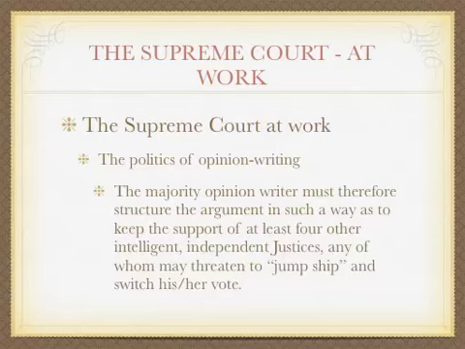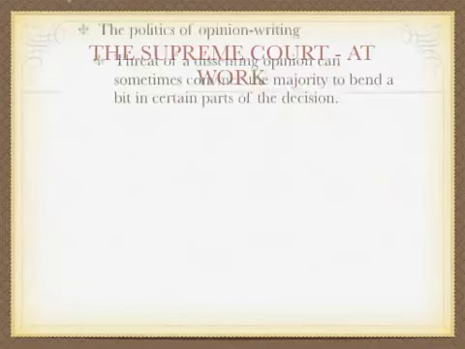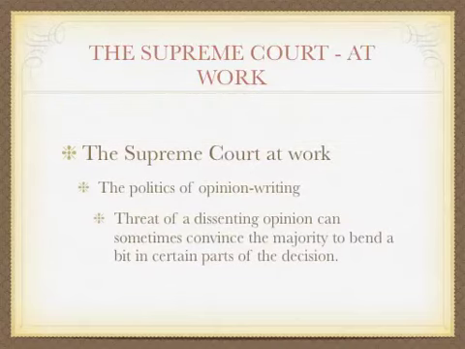Now, the threat of a dissenting opinion can sometimes convince the majority to bend a bit in certain parts of the decision. That's where, in the current court, perhaps Anthony Kennedy comes into play. You want Kennedy, he's the deciding vote. You've got 4 conservatives and 4 liberals. You don't want to be inflammatory if you want Kennedy to perhaps come back and side with you instead of perhaps the way he voted the first time.